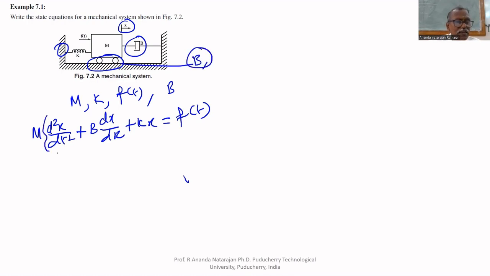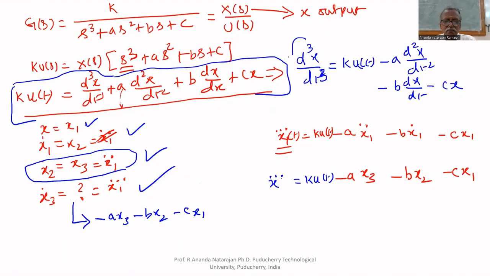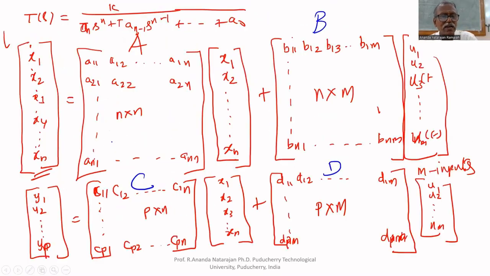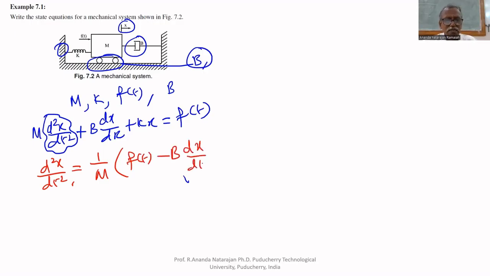We have to find the highest degree. We have to keep the highest degree on the left-hand side. In the third order, what we did, we kept the highest degree on the left-hand side and the other variables on the right-hand side. The same way we have to write like that. So keep d square x by dt square as one side. D square x by dt square equal to 1 by m, f of t minus b dx by dt minus kx.